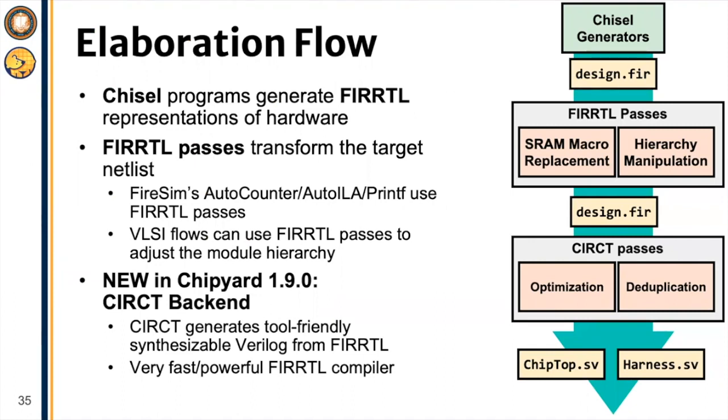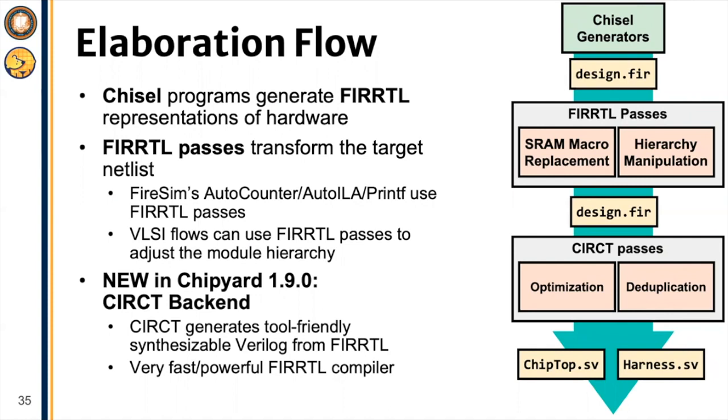Once you have this FIRRTL IR, which is kind of like a machine-manipulatable netlist, the FIRRTL compiler can implement a bunch of different passes that will transform the target netlist to do some flow-specific things. For example, FireSim has some FIRRTL passes to insert debug capabilities into the design. The VLSI flow has some FIRRTL passes to, for example, adjust the module hierarchy or replace the memories in the design with Foundry SRAMs.